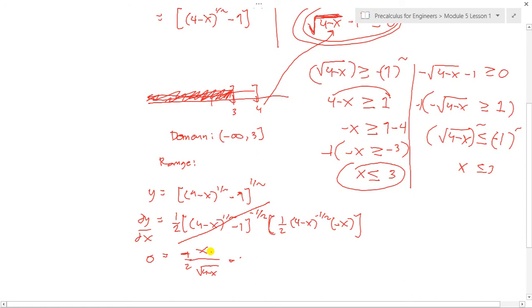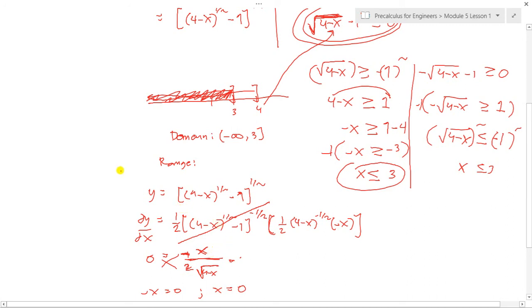Here, guys, since this is 0, it is 0 equals negative x all over 2 square root of 4 minus x. Because of multiplication, this would be negative x equals 0, or x is equal to 0. So if x is 0, y is at its maximum.